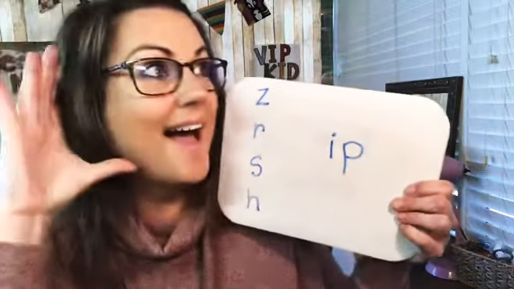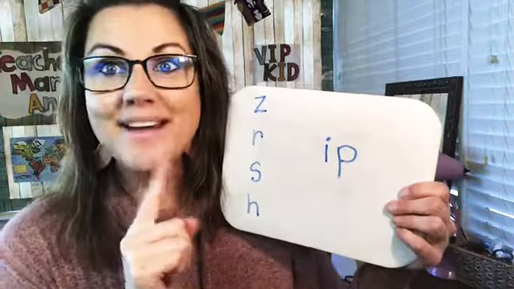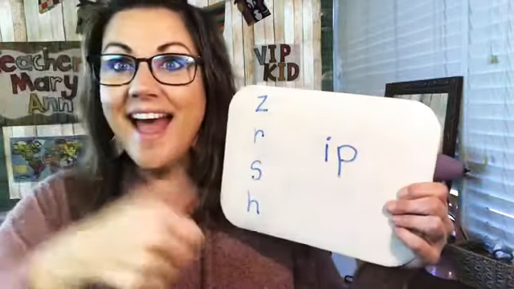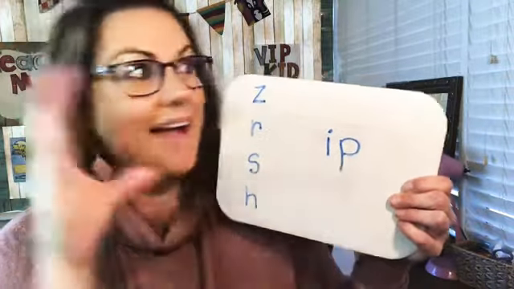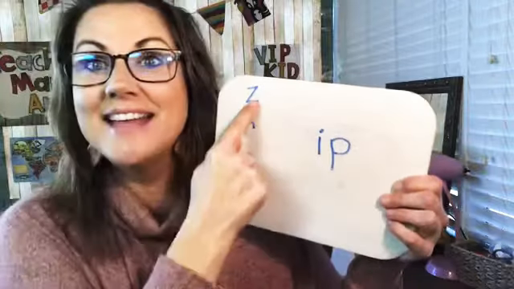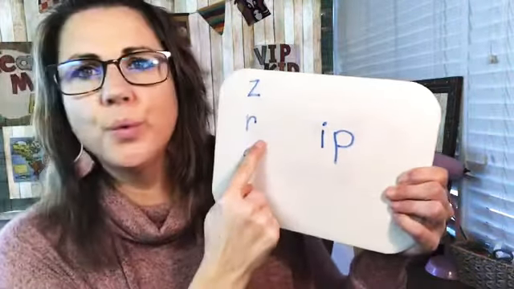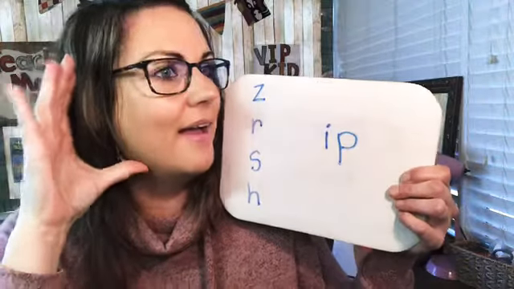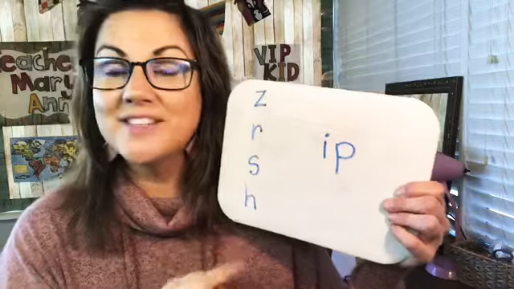Ip. Ip. Z, ip. Zip. Yeah. R, ip. Rip. And then go through all of the letters that way.